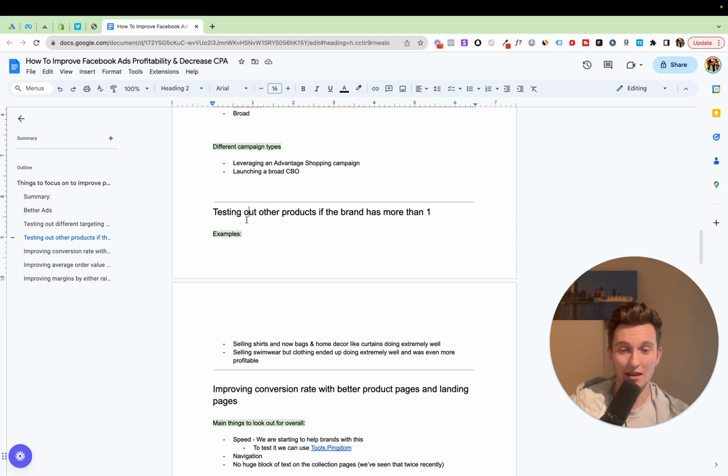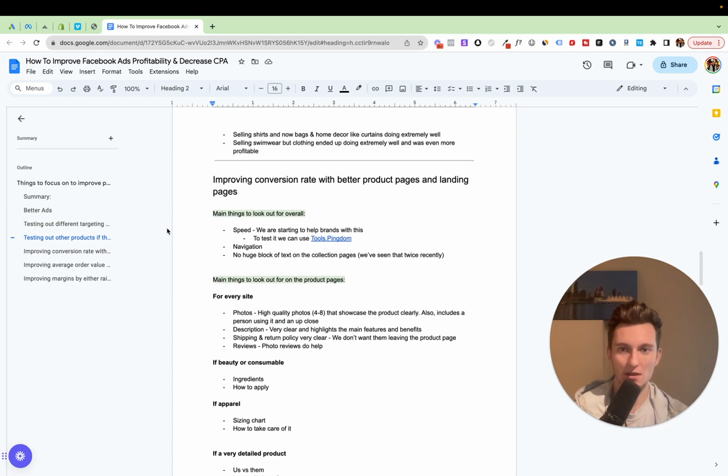I'm giving you all the frameworks here. Obviously, if you only have 1 or 2 products, this doesn't really apply to you. But if you have other SKUs, then it is worth it to try some other products out and really see what kind of profitability can come out of that, or launching other products as well. So that's really something to note.